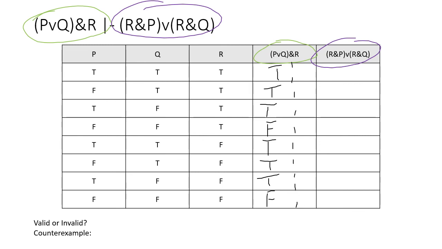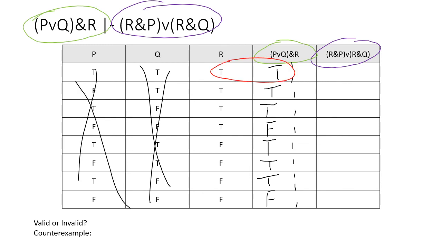And then now we're bringing in our ampersand. We're going to look for instances in which both of those are true. That's going to be here in the first 3 rows. So these 3 are true. The other ones are going to be false.